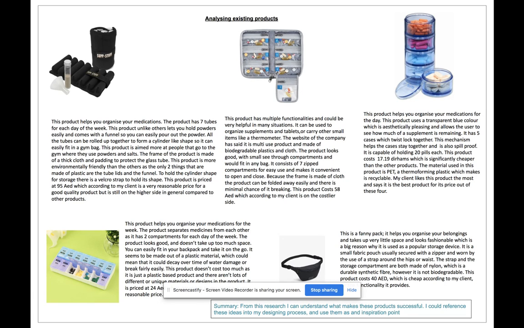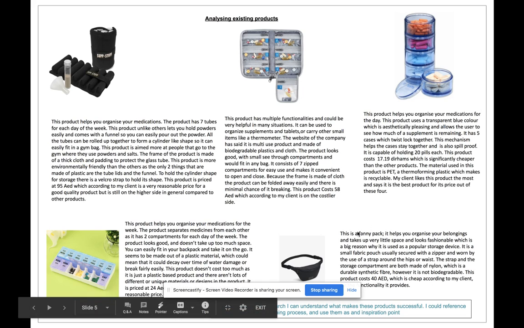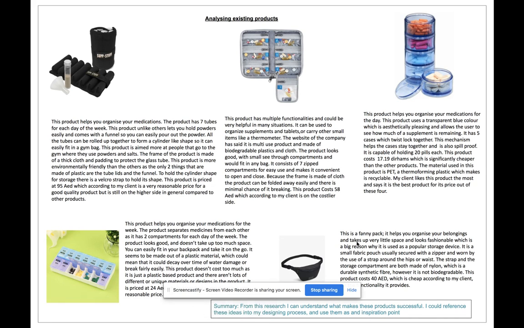talk about their prices, materials used, anything and everything, like features. It doesn't have to be bound specifically to the problem that you're looking at. So I looked at a fanny pack. For my NEA, I was making a pill organizer. I looked at a fanny pack because it's another thing that helps you organize stuff.